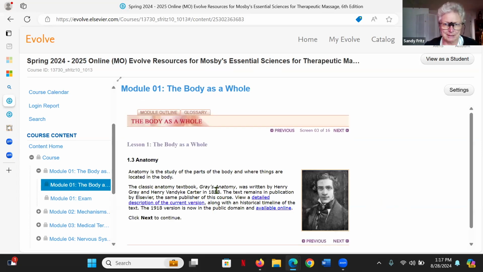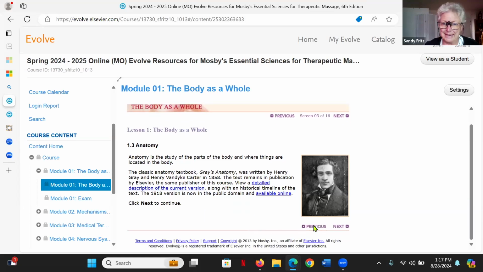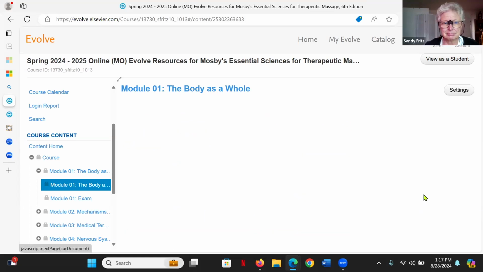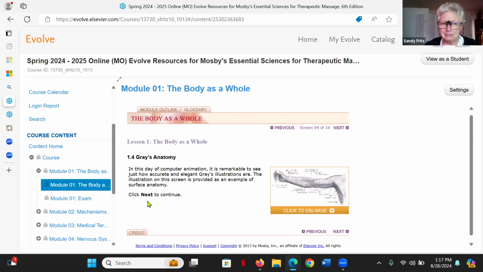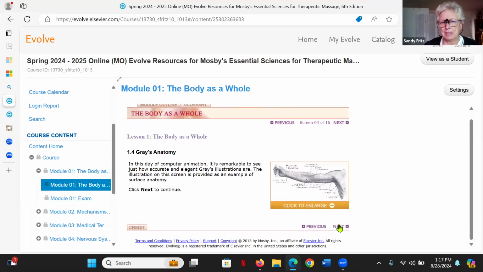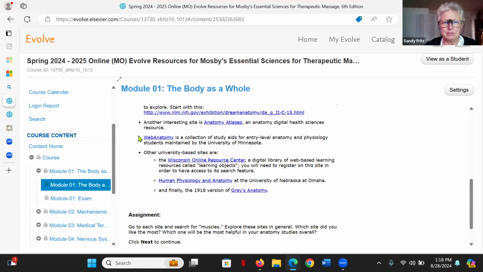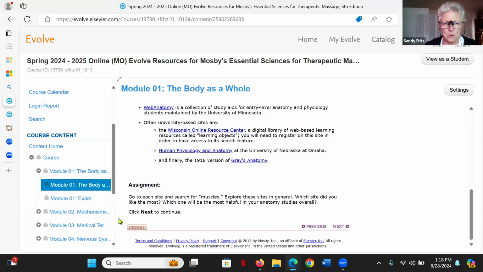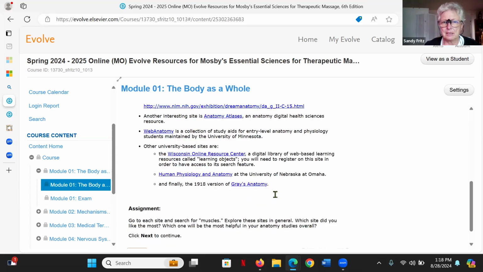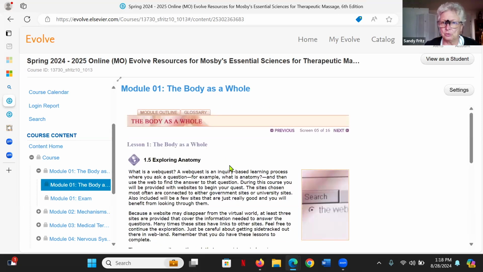Gray's Anatomy is available in the public domain, and hopefully this link will work to take you out to it, from 1918. And on you go with it. It just expands different information and takes you to different resources and sources. Some of them will work, some of them won't. And so you're going to do this as well.